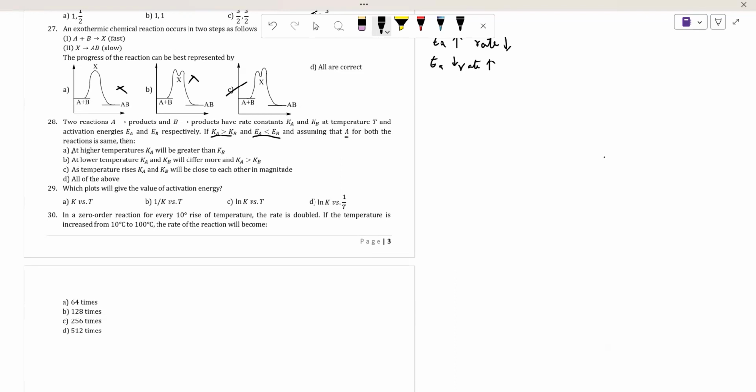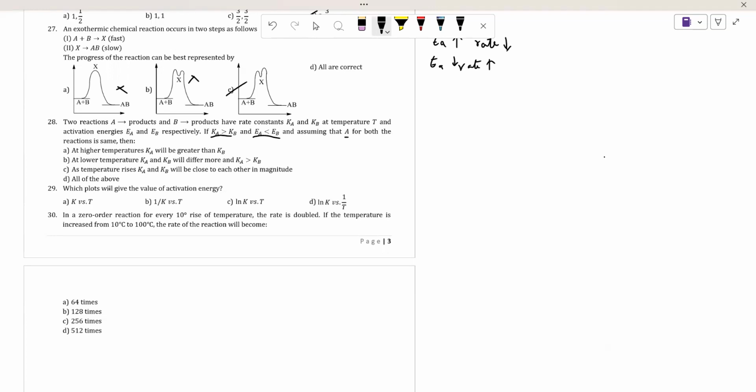Now let us read the first option. At higher temperatures, Ka will be greater than Kb. Obviously, why? Because Ka's activation energy is already less and the rate of the reaction is also high. So as you increase temperature, all of us know that the rate will increase, and we can also expect that yes, Ka can be greater than Kb.